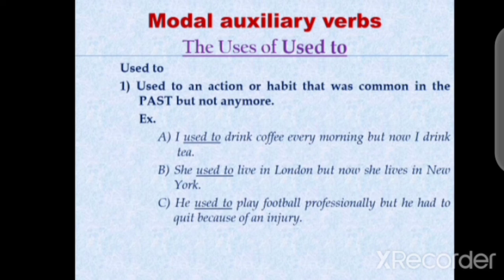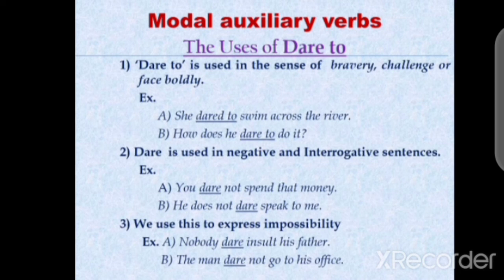Next example, she used to live in London but now she lives in New York. So this example expresses an action that took place in the past but not now. So another example is he used to play football professionally but he had to quit because of an injury. So this is the last slide of the lecture.